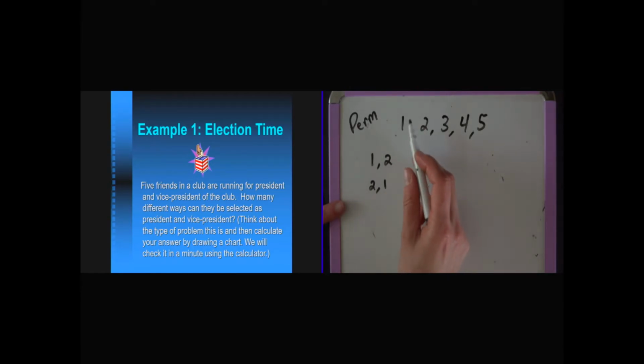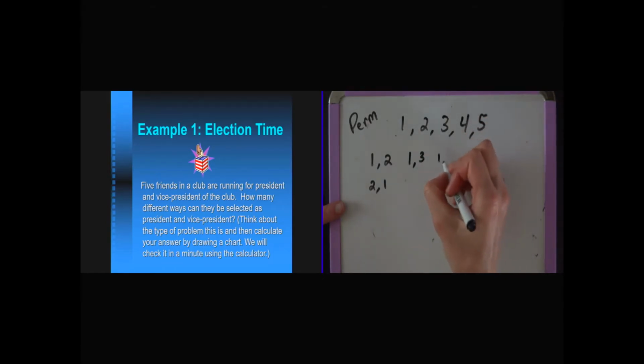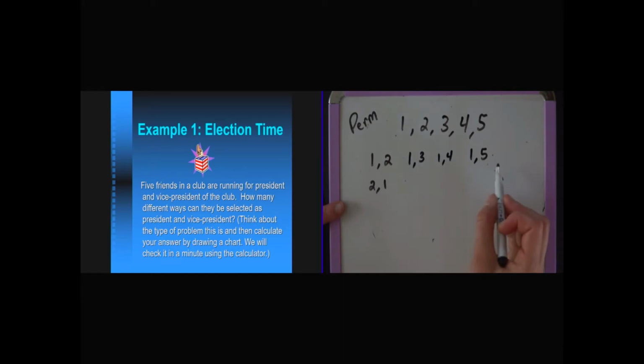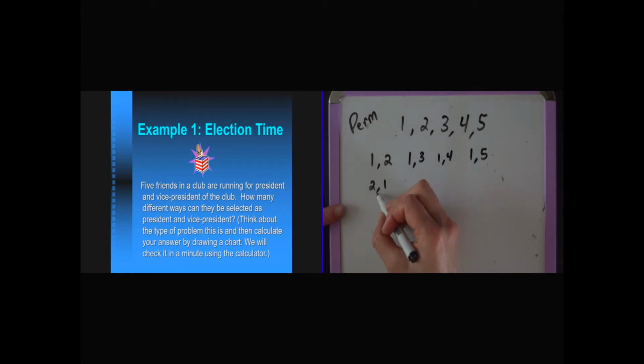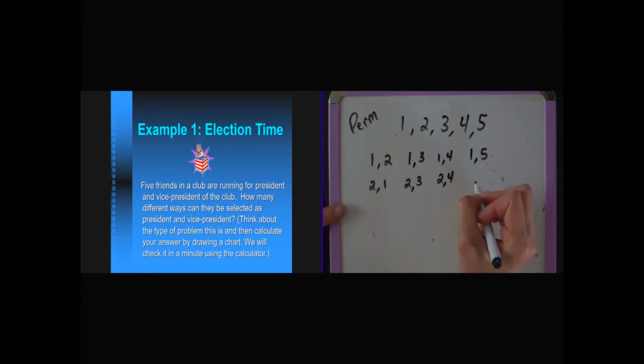Okay? So if I actually finished listing them out, well, I would try to organize it. I'm going to imagine every situation where friend number 1 is president. So friend number 1 could be president, friend number 2 would be vice president, 1 would be president, and 3 could be vice president. Another possibility would be 1 as president and 4 as vice president, and then 1 and then 5. So that's every possibility where 1 is the president. Okay, so now what if 2 is president? Well, then 1 could be vice president, 2 could be vice president, and 2 could be president, and then 3 could be vice president, and then 2 president, 4 vice president, and so on and so forth. And then I would keep matching them up every possible way.